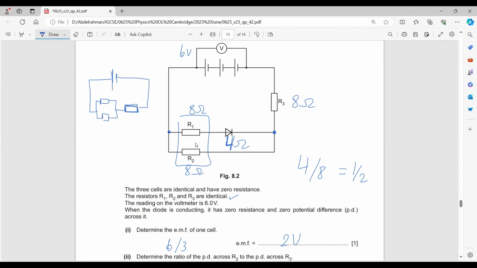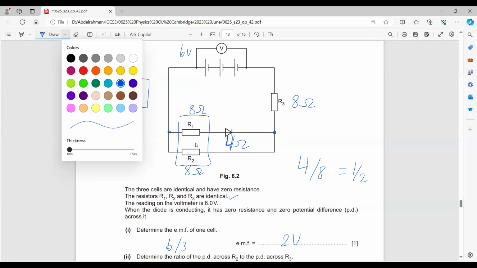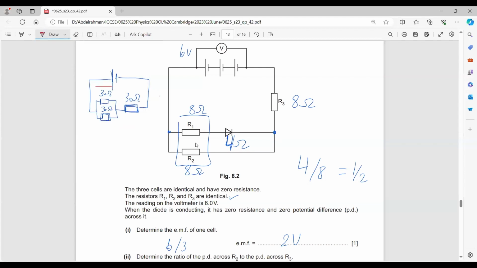So what happens in this instance? If you had, for example, 8 ohms and 8 ohms, let's use other numbers. If I had 30 ohms, 30, and 30, can you find the combined resistance of the two resistors in parallel?